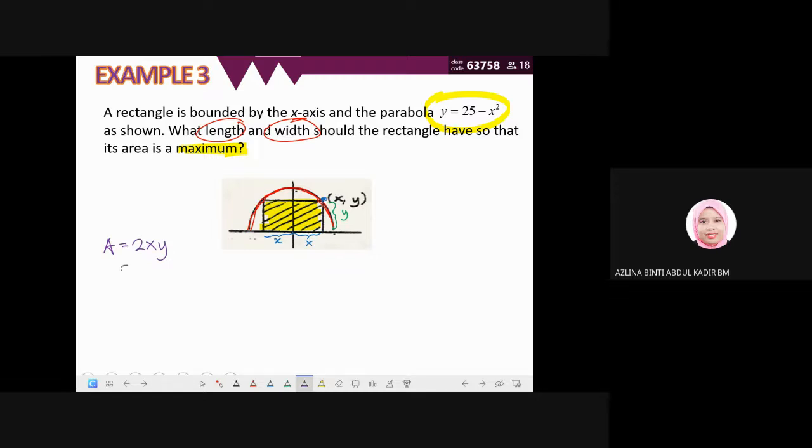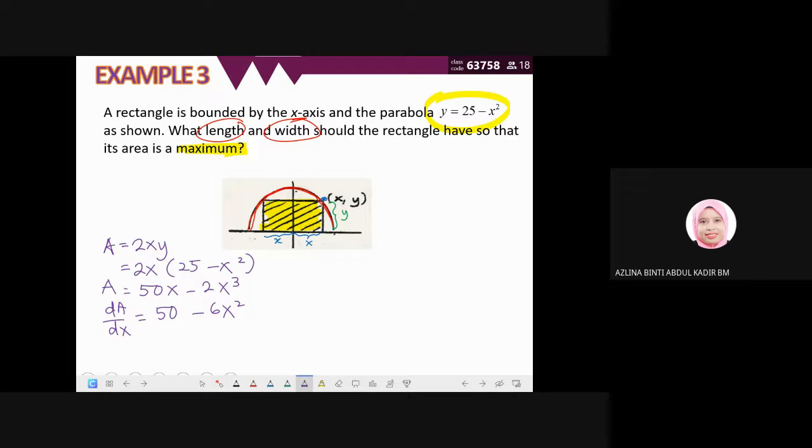So that we have 2x times 25 minus x squared. So you can expand, we get 50x minus 2x cubed. That is the equation of A. Nampak tak? So dia dalam bentuk A in terms of x. So now we can differentiate A with respect to x. So we get 50 minus 6x squared.